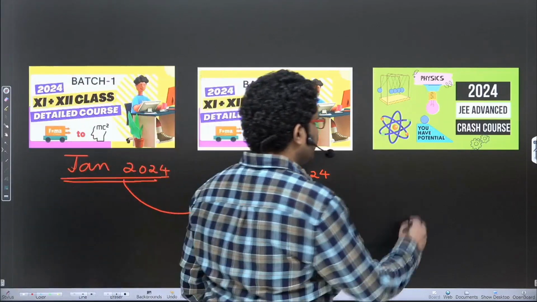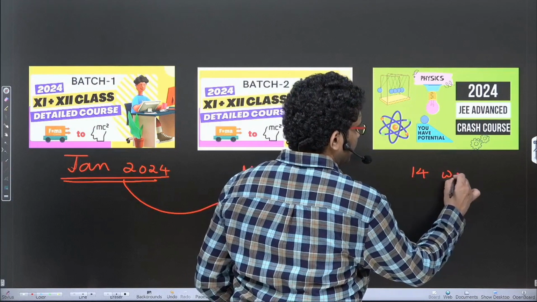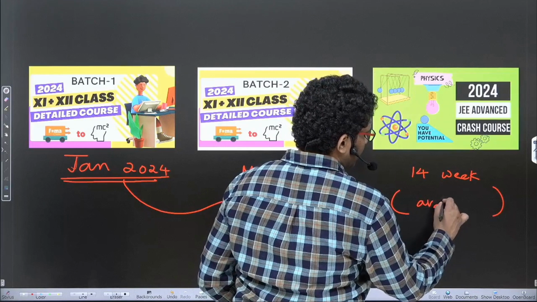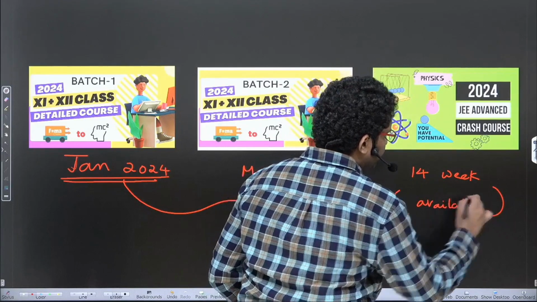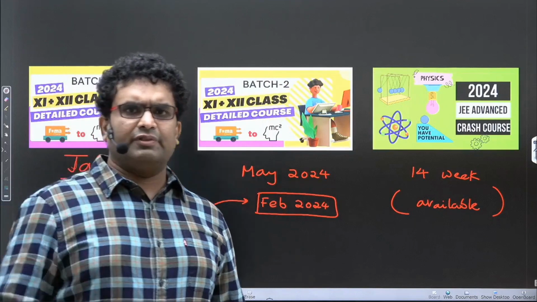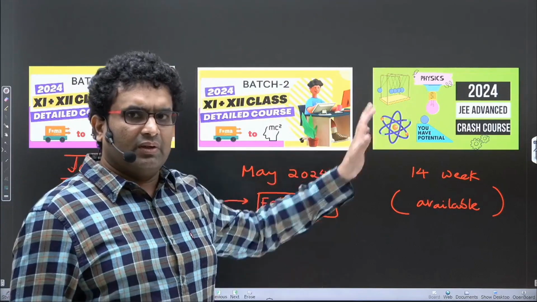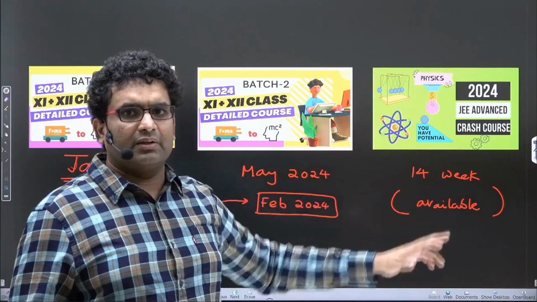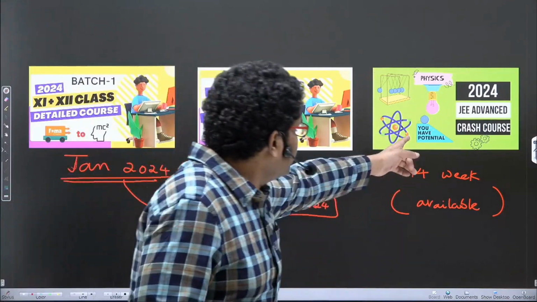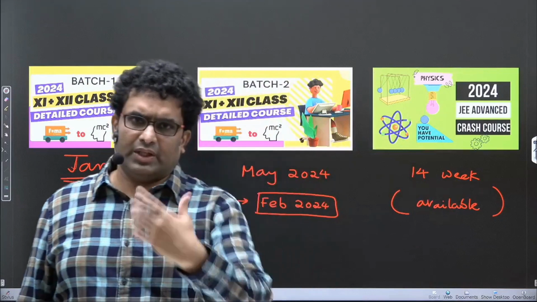And this one, the 14 weeks schedule, already has batch 1 complete content available. I'll not be launching batch 2 anytime soon, at least not this month. I'll be launching it somewhere after Dashra, because a lot of students are already planning to take it, and if they have already chosen a crash course, they're taking batch 1 of that. For that batch 2, whenever it comes, I'll announce it.